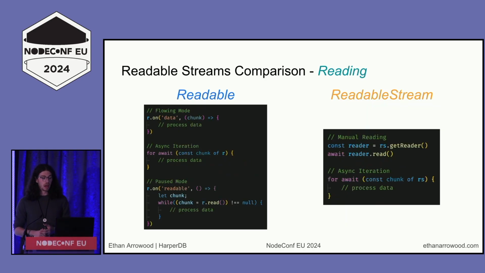And for reading, I could spend a whole other 30-minute talk just talking about the different ways to read Node.js Readable streams. But the gist is that there's a flowing mode, where you use the onData method, or you can use async iteration, for await chunk of R. Or there's paused mode, where you need to call readable.read manually and verify the output of that before calling it a second time. Things are a lot simpler on the web. It's all promise-based. You get the reader from your stream, and you call reader.read and await it. Or you can just iterate over that reader itself.